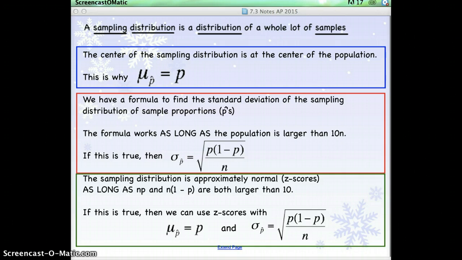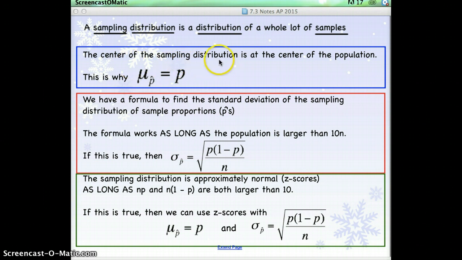All right, so this first page, you could pause right now and just look this over. This is a recap of everything from 7.2. So the general idea is that a sampling distribution is a distribution of a whole bunch of samples. So those are like those pictures that I have on the side of the classroom with all the dots. We took a whole bunch of samples and made a distribution. A distribution is just a picture, okay, representing all those samples.